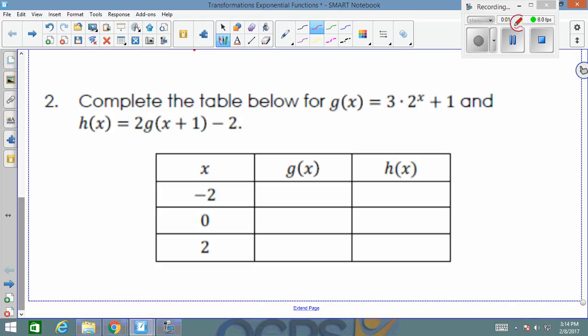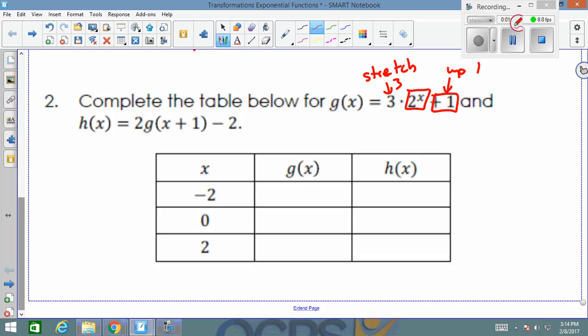This one we need to complete the table. So it's 3 times 2 to the x, plus 1. So this is my original function right here. This 3 means it's going to vertically stretch it by 3 units. This plus 1 means it's going to go up 1 unit.